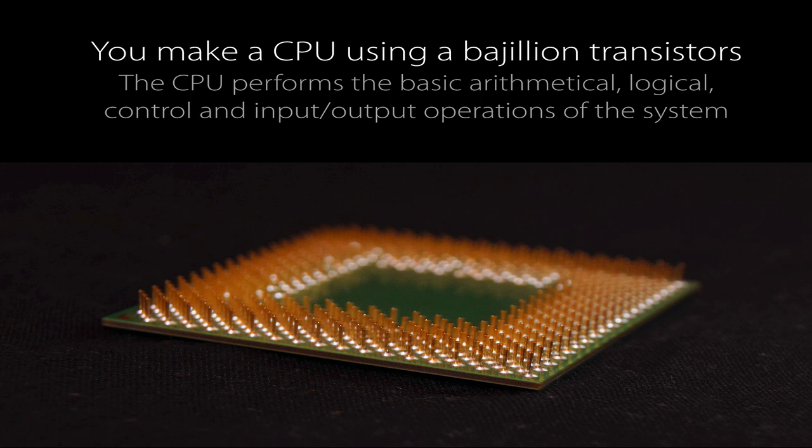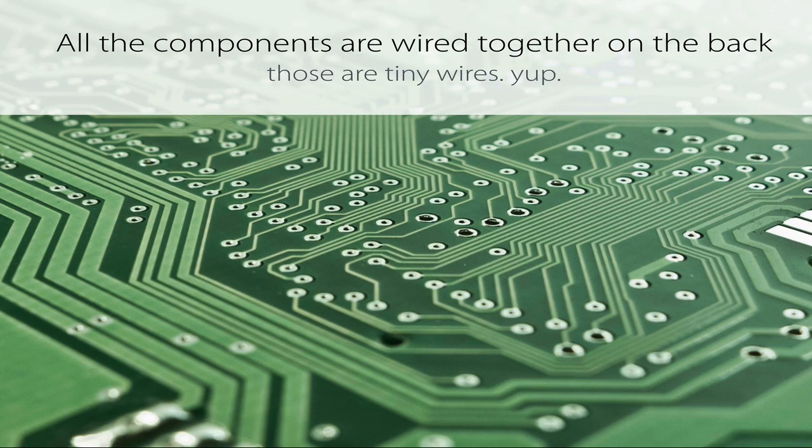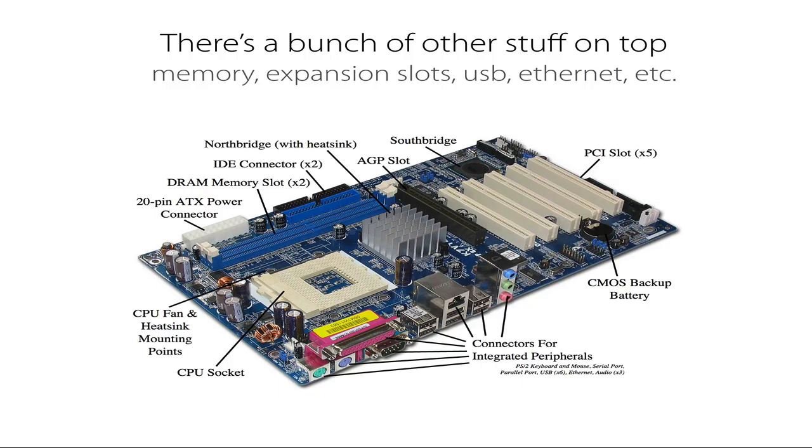So a CPU is built out of transistors, which are made from semiconductors, and the CPU is stuck onto a motherboard, which has all sorts of other stuff stuck onto it, okay? And all these components are wired together in the back, and those things you see in this slide, those are tiny wires, right? And there's a bunch of other stuff too that goes on top of a board: memory, expansion slots, USB, Ethernet, all this kind of stuff. So here's a little board, and you can see it's got all these peripherals. It's got an IDE connector, a DRAM memory slot, 20-pin ATX power connector, CPU, fan, heatsink, whatever.